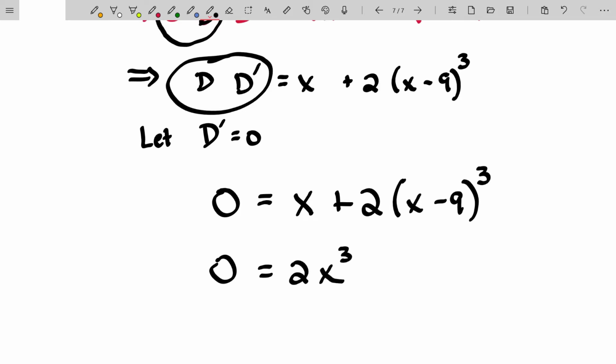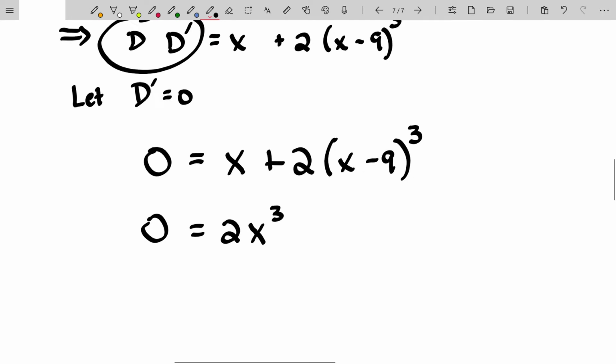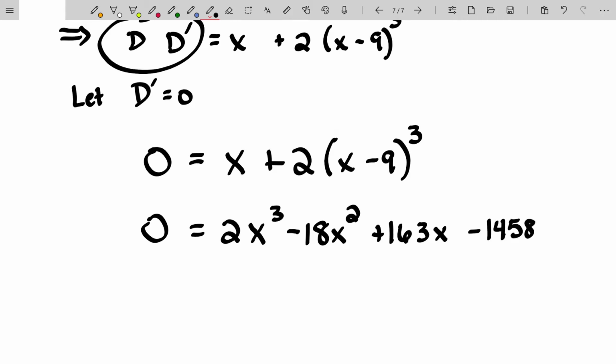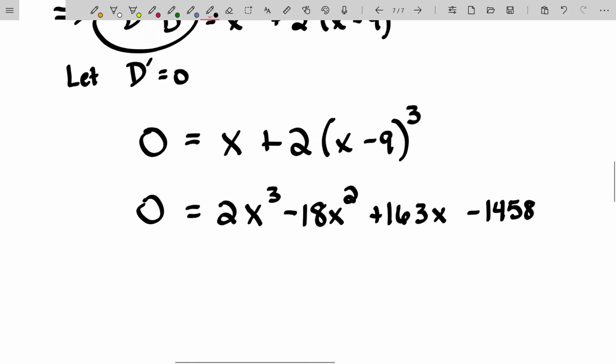So we want to know what is the solution to the following equation. 2x cubed, let's see, minus 9 times 2, minus 18x squared, plus 81 times 2, 162x, which I have to add to this x as well, so I'll call it 163x. And then minus 9 to the third times 2. Whatever 9 to the third is, I have to grab a calculator for that. It's 1458. So there we go. All right, so we want to solve this equation.